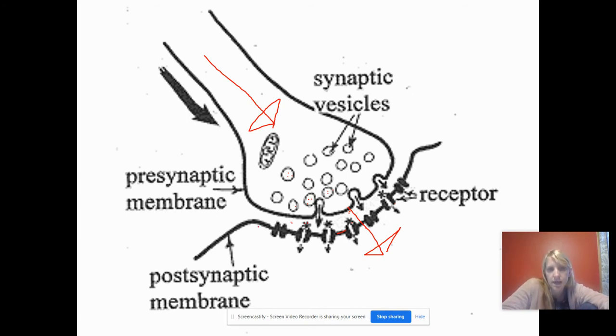And this gap right here that I just told you about, this space here, see how they don't touch? That's called the synaptic cleft, because it's at the synapse. Cleft is a gap. So synaptic cleft is what that's called.